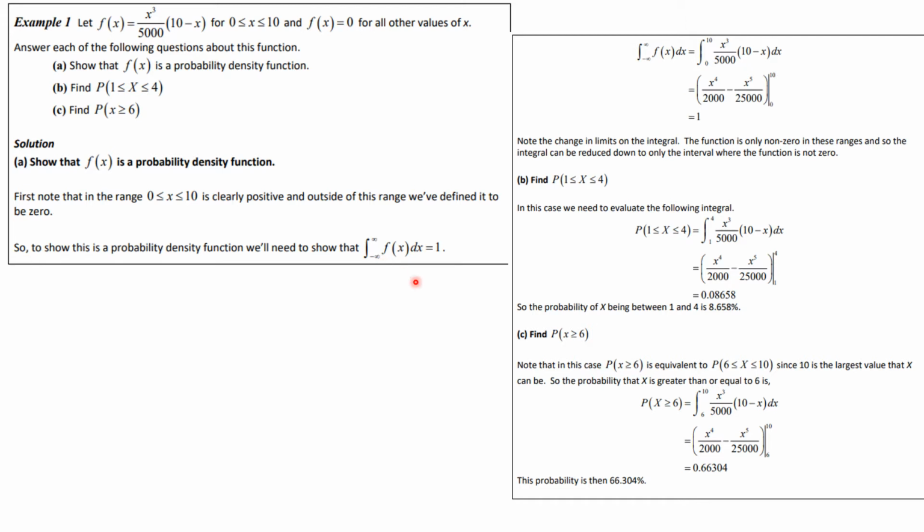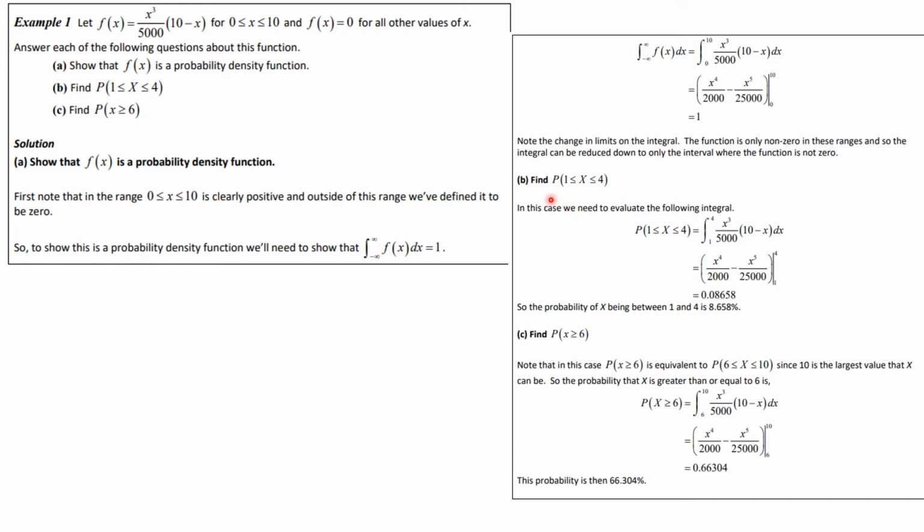Let's perform that calculation. For the integral from minus infinity to infinity, we break this into pieces, but the only place where it is not 0 is between 0 and 10. So we're really integrating this function between 0 and 10. We distribute, add 1 to the exponent and divide by the new exponent, and we get this expression. We plug in the points 10 and 0 and do the calculation, and you should get 1. Note that we did change the limits on the integral because that's the only place where it's non-zero. So we're finished with that.